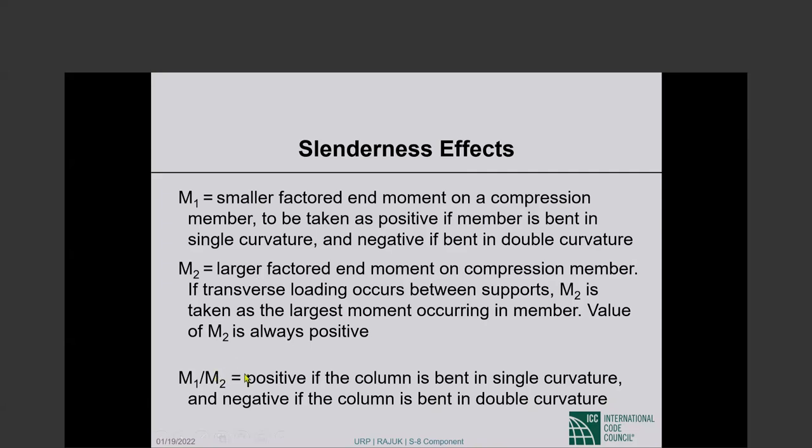M1 over M2 is positive if the column is bent in single curvature. Obviously, M2 is always positive, and M1 in that case is positive. However, if a column bends in double curvature, then M1 is negative, M2 is positive, so the ratio is negative.